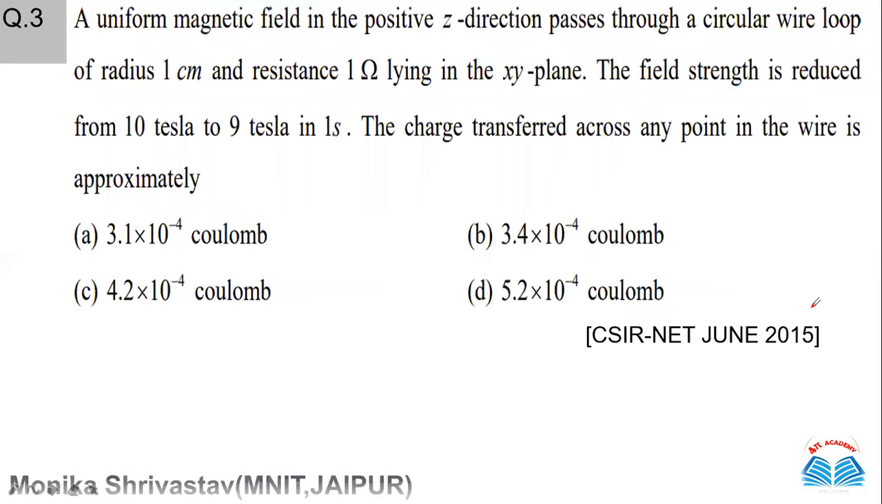Question number 3. A uniform magnetic field in the positive Z direction passes through a circular wire loop of radius 1 centimeter and resistance 1 ohm lying in the XY plane. The field strength is reduced from 10 Tesla to 9 Tesla in 1 second. The charge transferred across any point in the wire is approximately what? This question was from June 15 and it is an important question. Please practice these types of questions.